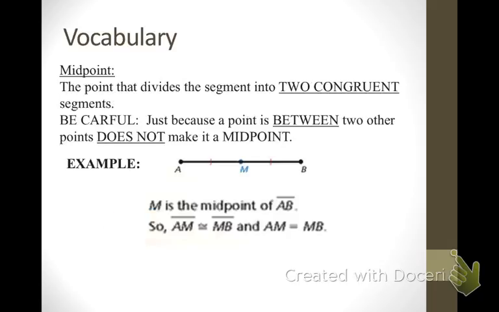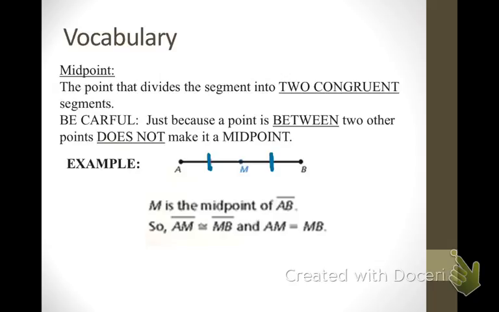Now, midpoint is another kind of important term, and that is the point that divides a line segment into two congruent segments. So it's not just two segments, it's two congruent segments. That means they have the same measure. Now be careful, be careful, be careful here. Just because a point is in between two other points does not make it a midpoint. The only way you know it's a midpoint is if you have these hash marks that tell you that the two line segments are congruent.